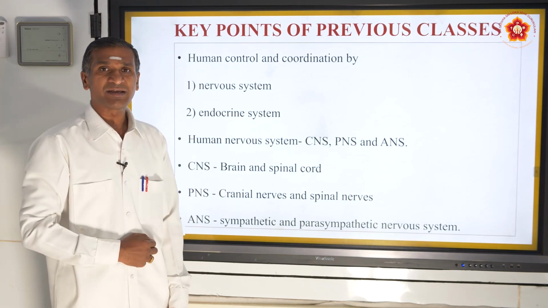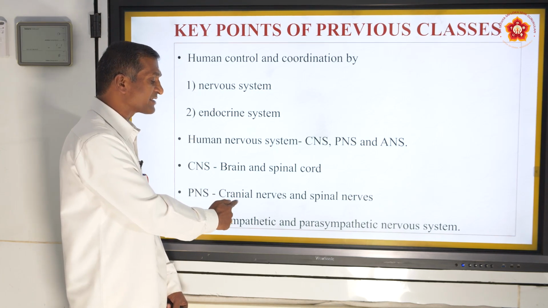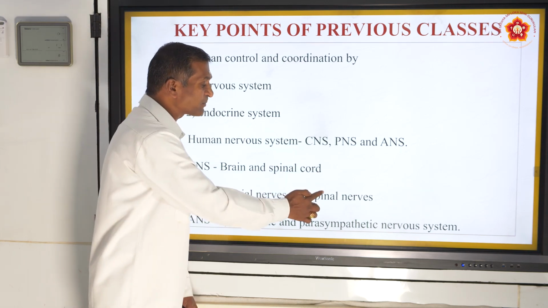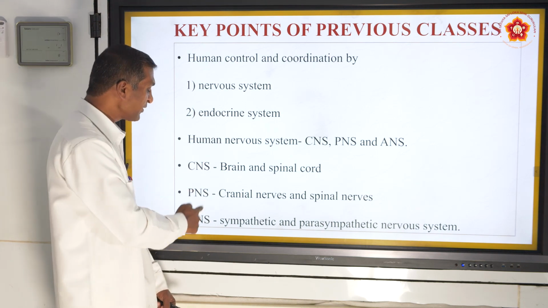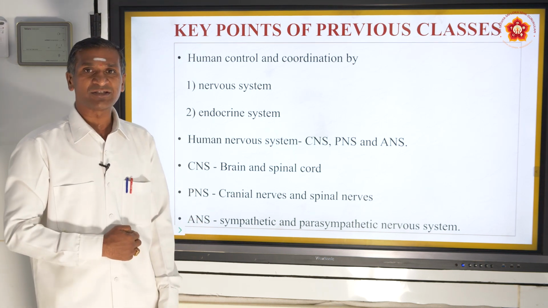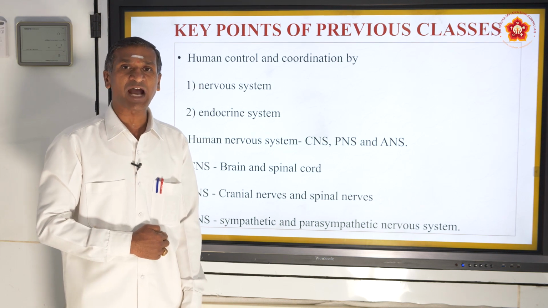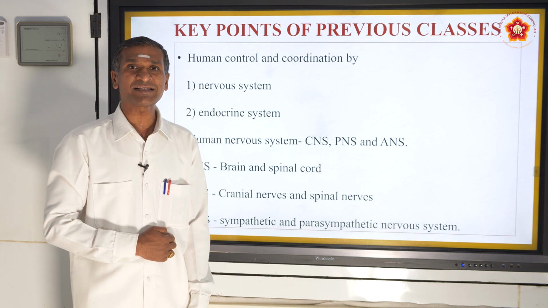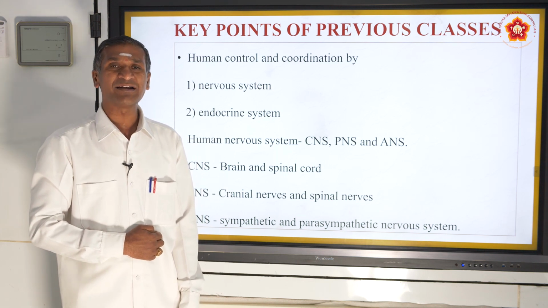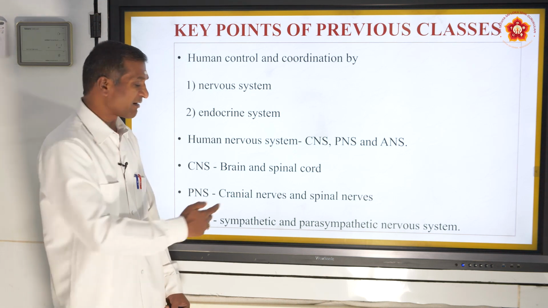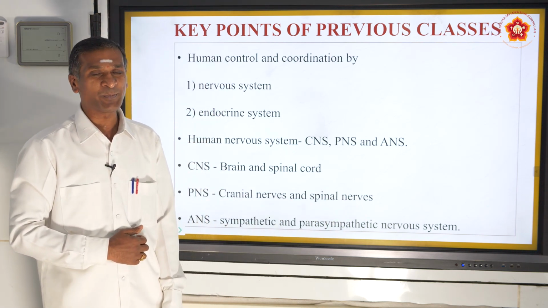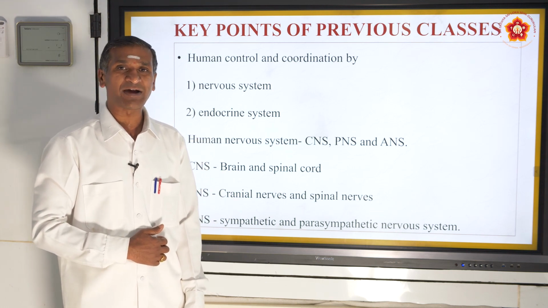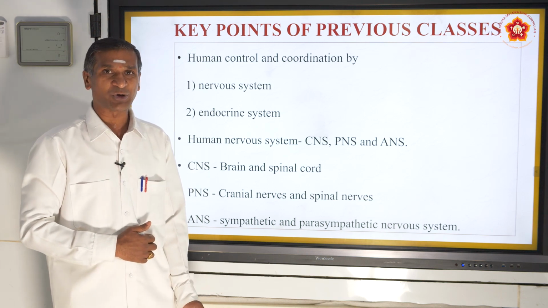Under the PNS, we come across the nerves relating to the brain called cranial nerves, and the nerves relating to the spinal cord called spinal nerves and their branches. Further, we discussed the ANS, the autonomic nervous system, which is a self-governing system, where the activities are antagonistic to each other, that is opposite to each other, for the body balance, under 2 divisions: the sympathetic nervous system and the parasympathetic nervous system. I hope all of you have recapped the main points of our previous classes.